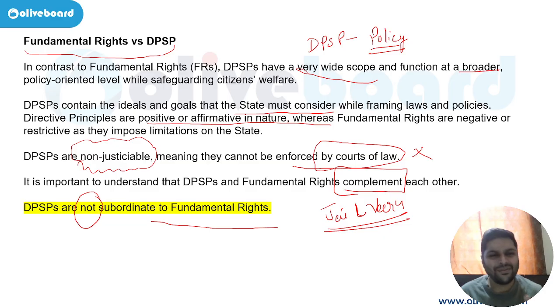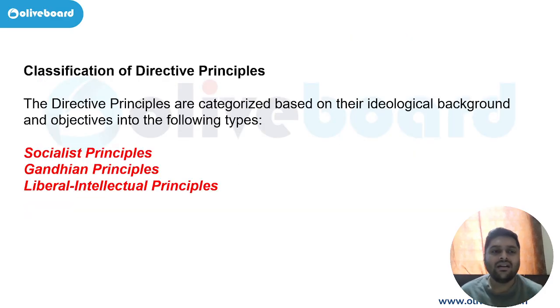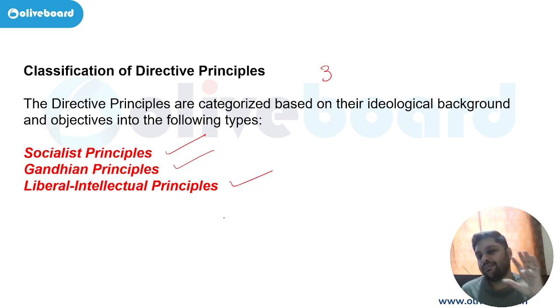Now, sir, what are the types of DPSPs? Let us have a look. The directive principles are categorized into three types, based on their ideological background. First, socialist principles, Gandhian principles, liberal and intellectual principles. These are the three broad categories in which they are divided.